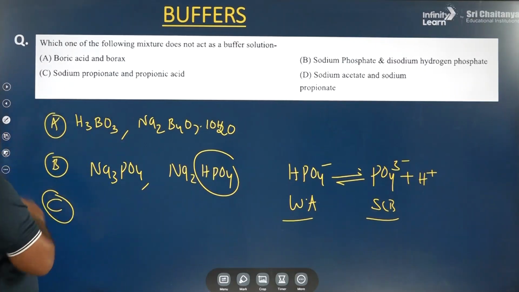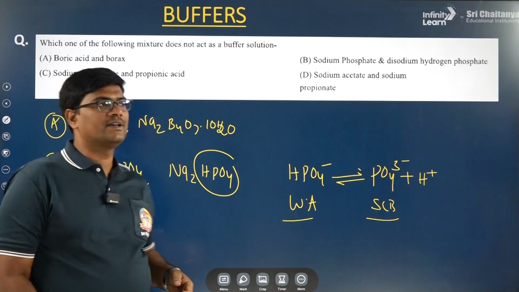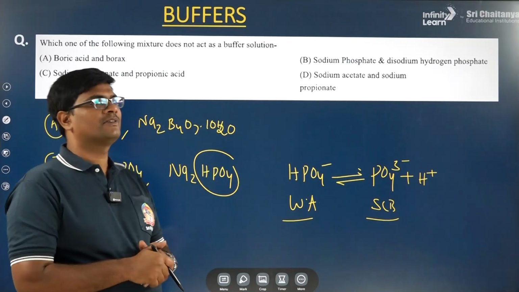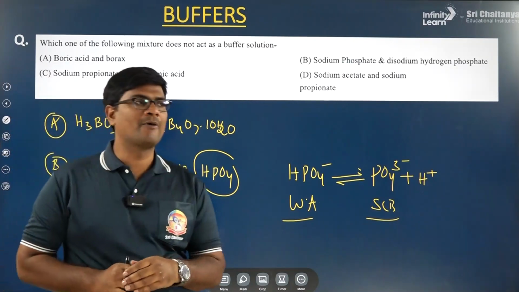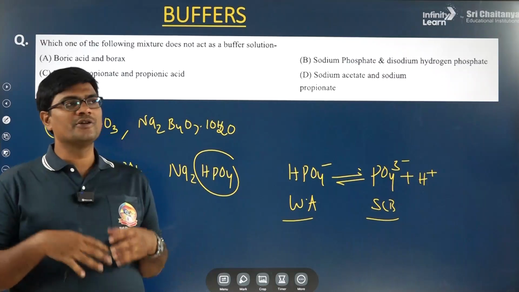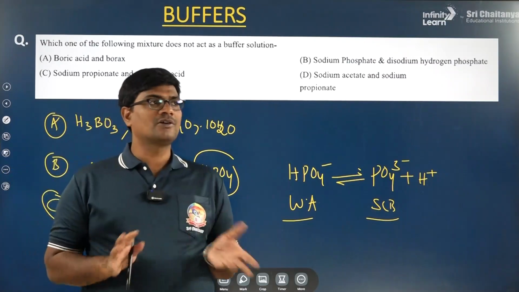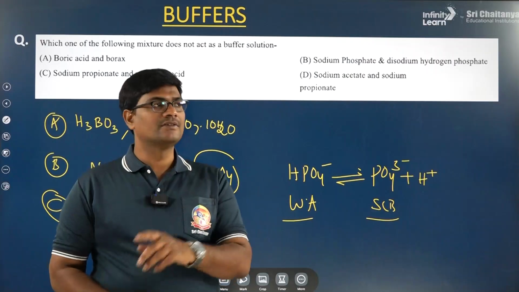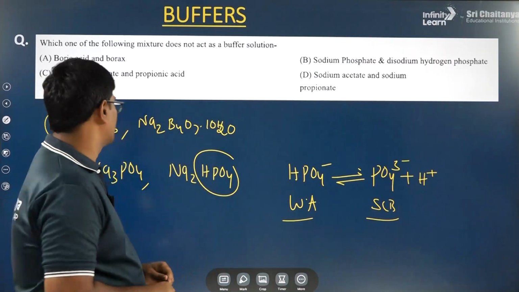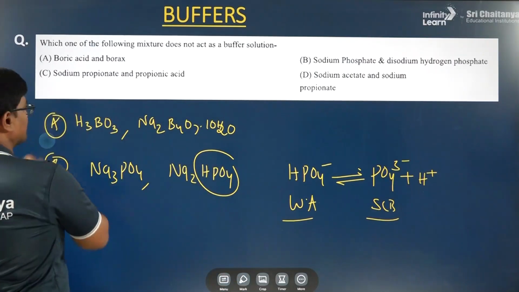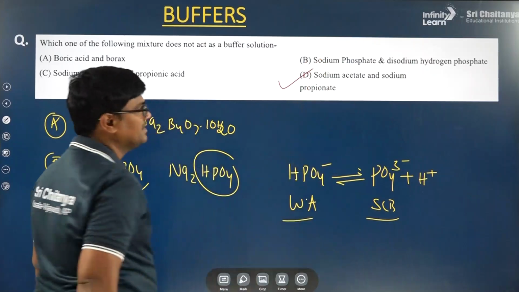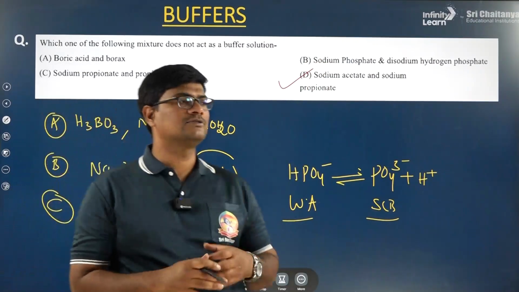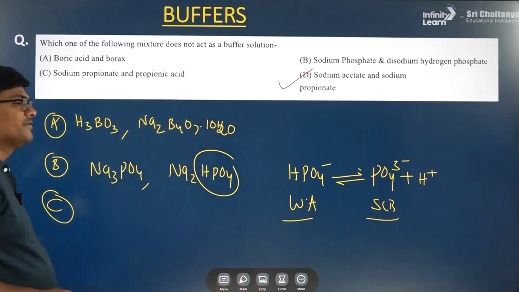Let's go for option C. Sodium propionate and propionic acid. Directly we can say it also acts as a buffer. Now let's go for option D. They have mentioned sodium acetate and sodium propionate. Look, both are salts, salts of different acids. How can it act as a buffer? Therefore, that is not the answer. So the mixture that does not act as a buffer is option D, sodium acetate and sodium propionate. Let's go for the next question.